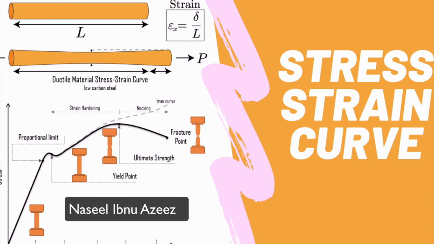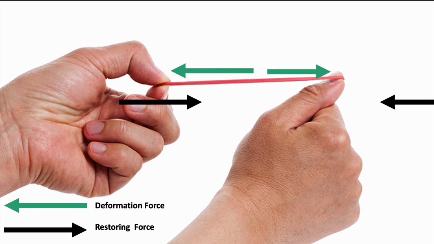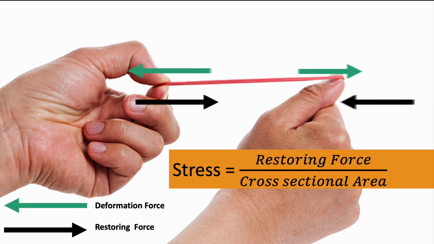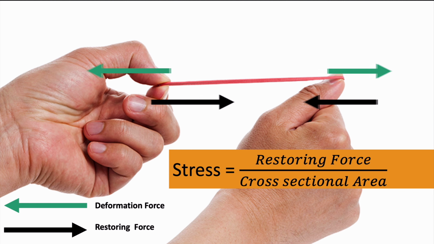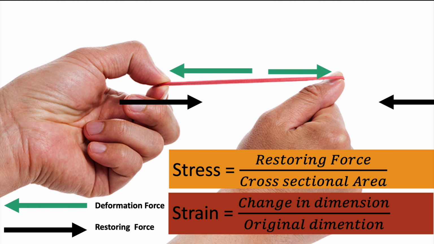Stress-strain curve. In this video, we will discuss the relationship between stress and strain when a body is subjected to an external loading. When a deformation load is applied over a body, an equal and opposite restoring force will be generated inside the body. This restoring force per unit cross-sectional area is known as stress. Similarly, the deformation, or ratio of change in dimension to original dimension of the object, is termed as strain.